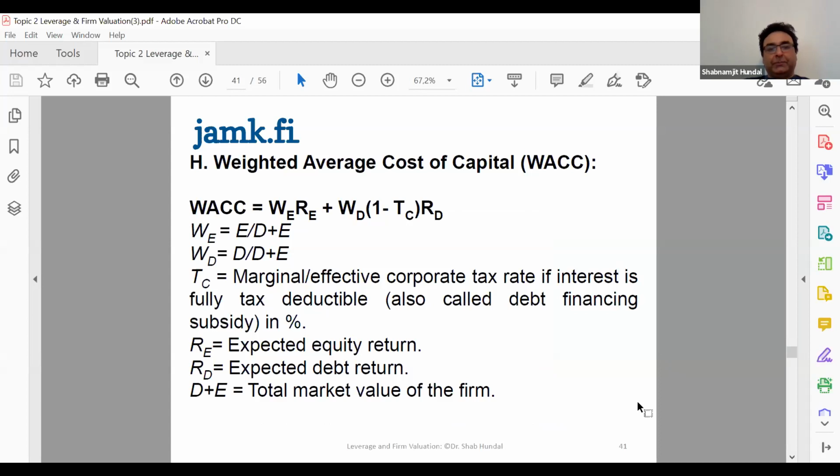We shall be having bits of various topics today. But first of all, I want to complete this leverage and firm valuation topic. The last bit that we're left with is the weighted average cost of capital. It's not last, actually, it's second last, but in a way, it leads to the next subtopic, the weighted average cost of capital.